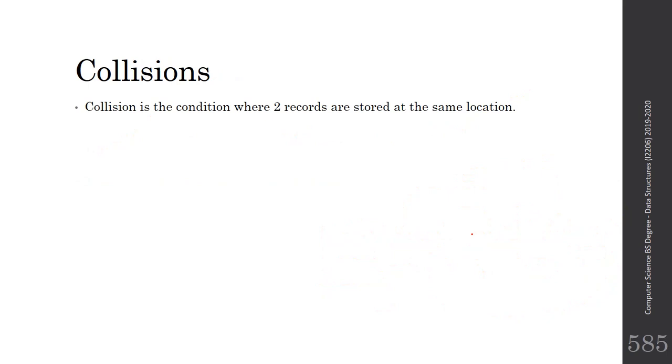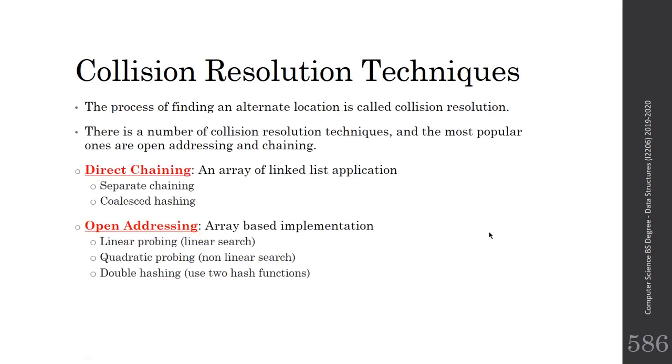So we reach the collision. What is a collision? Whenever we have two pieces of information, two records, two strings, or two numbers that are hashed into the same position, the same location, we say that this is a collision. We cannot ignore collisions, we need to resolve them. For that, we have multiple ways, which we call collision resolution techniques. We have two broad types of collision resolution techniques: either direct chaining or open addressing.